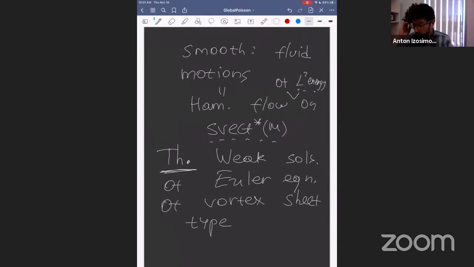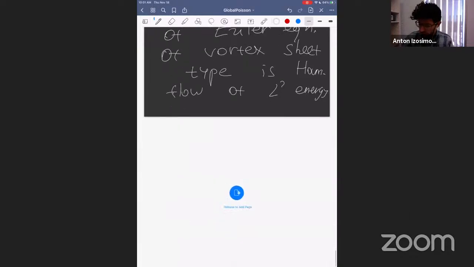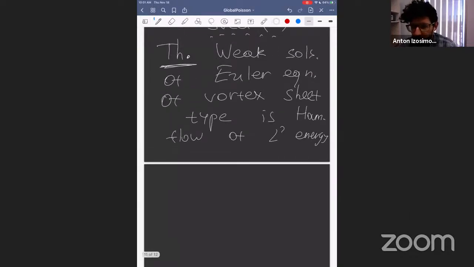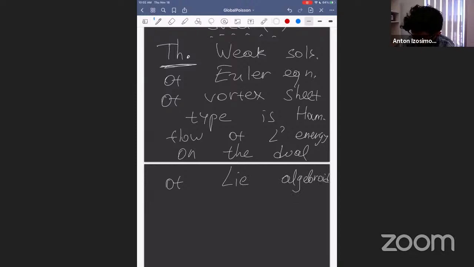So again, while it can be described as the Hamiltonian flow of L2 energy, here, instead of the dual of the Lie algebra, one needs to consider the dual of the Lie algebroid. And that's the Lie algebroid corresponding to this groupoid of discontinuous diffeomorphisms. So it is a Hamiltonian flow of L2 energy on the dual of the Lie algebroid of the groupoid of discontinuous diffeomorphisms.